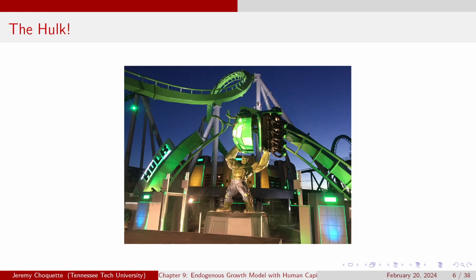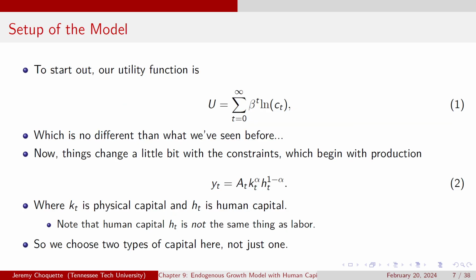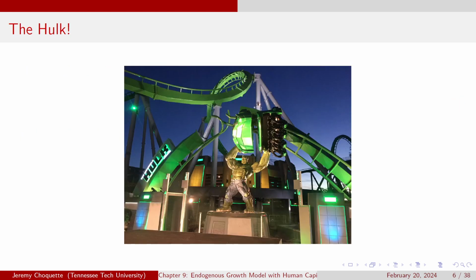It launches you out of a tunnel. It's a cool ride experience, something new, right? That's the idea behind that. That would be human capital. So human capital appreciates over time because you can add new stuff.